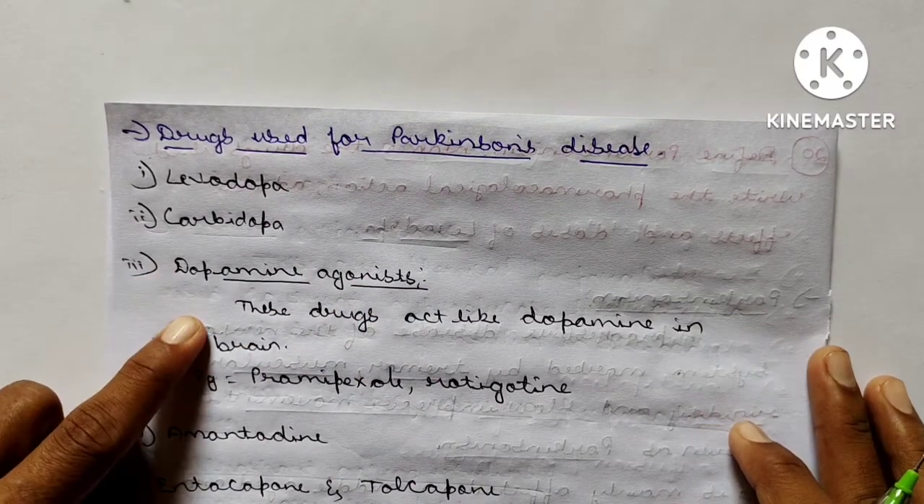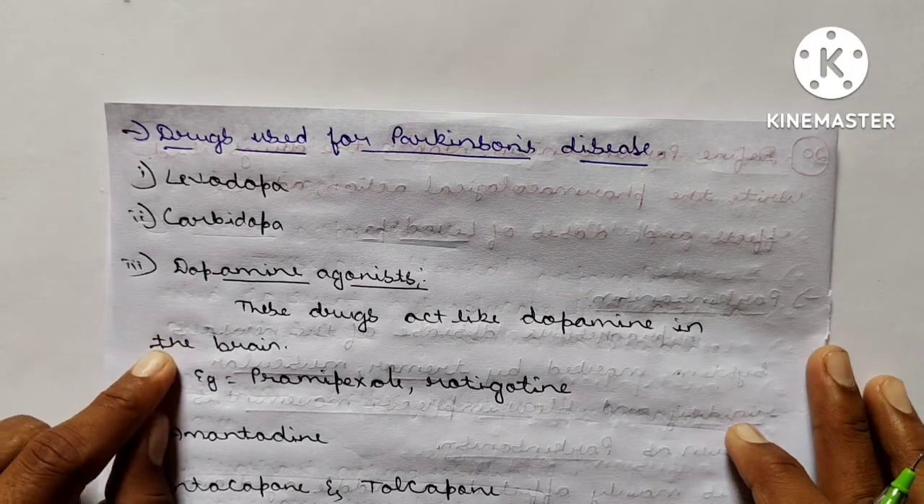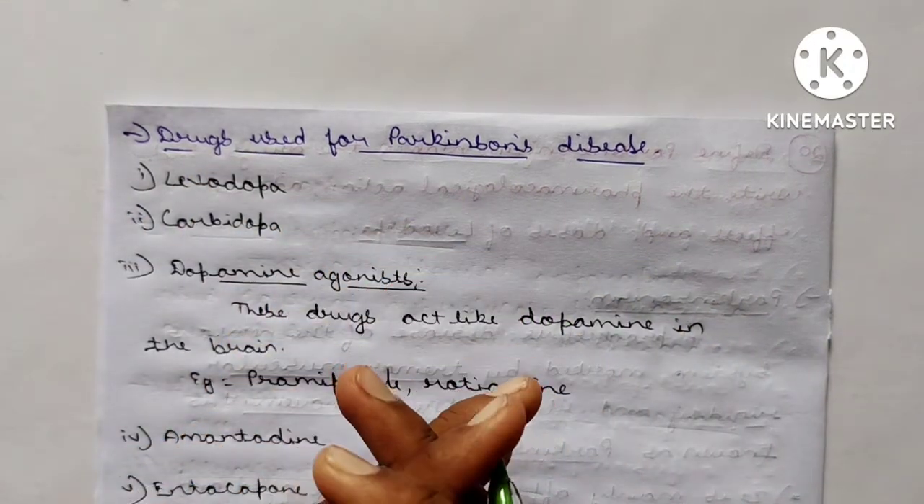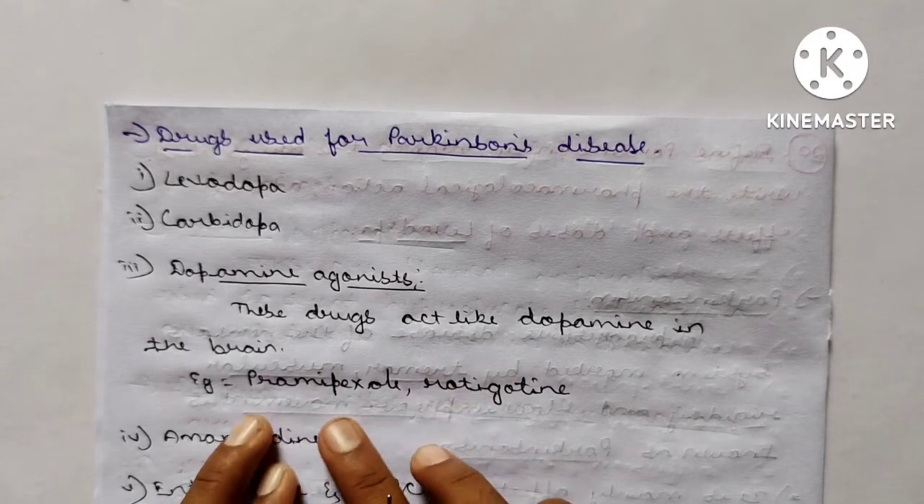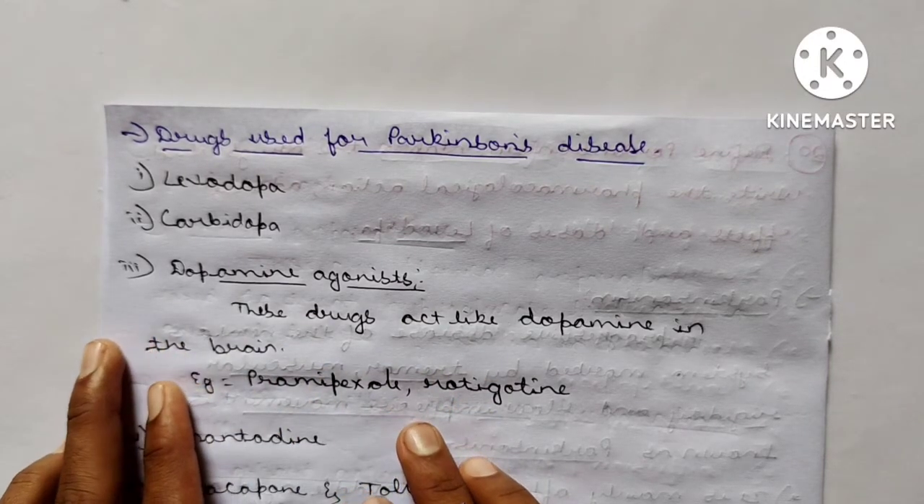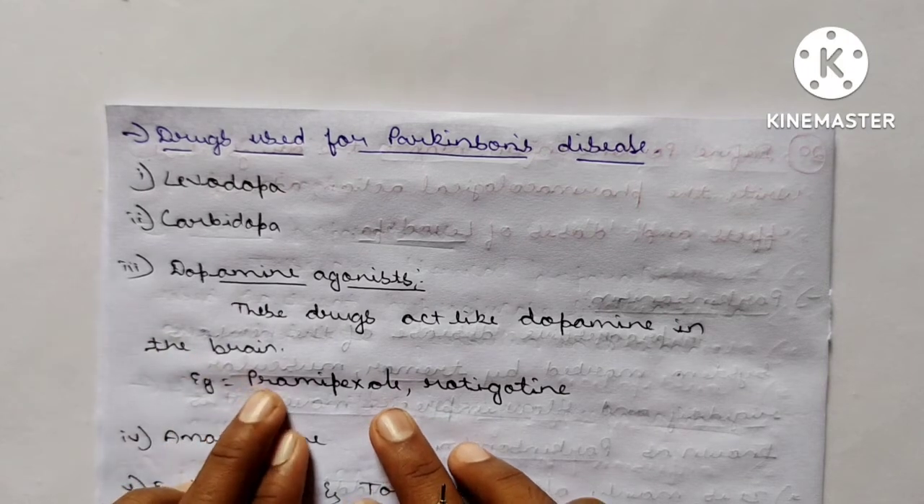Dopamine agonists: these drugs act like dopamine in the brain. For example, rotigotine and pramipexole. Actually, dopamine is a neurotransmitter.